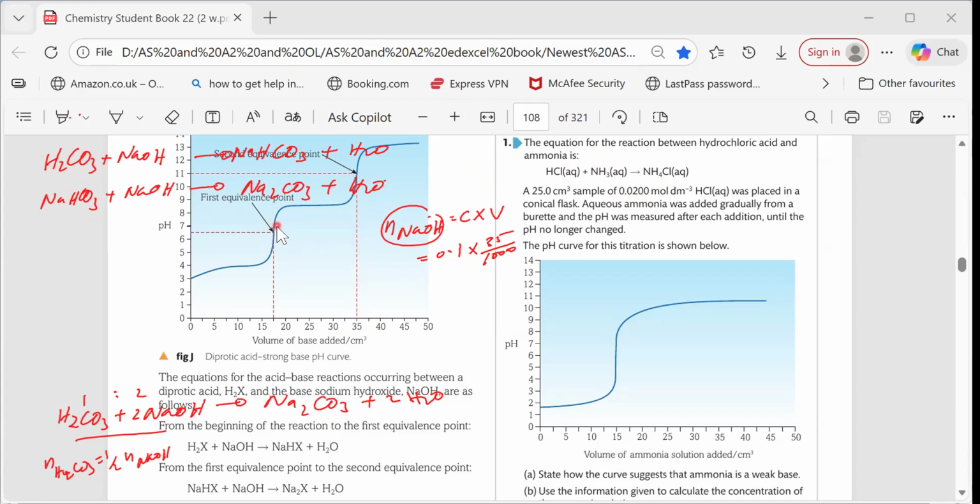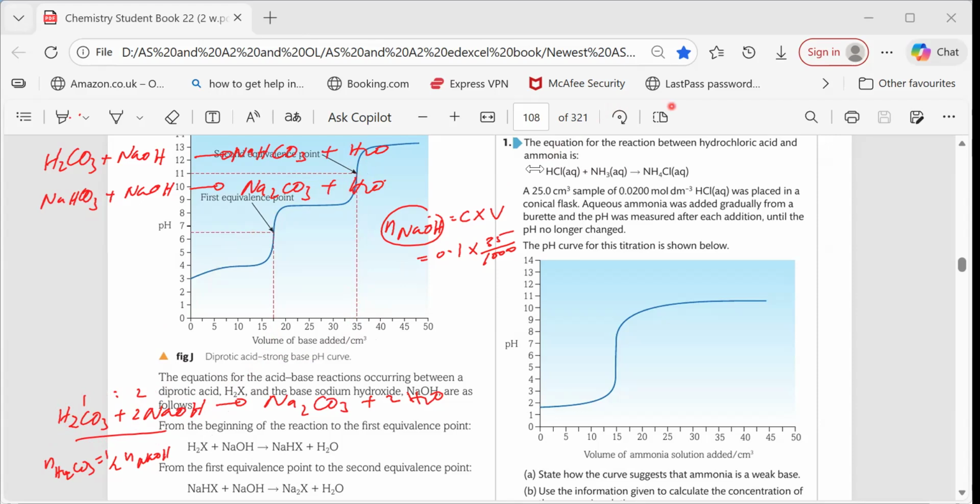If you are using an indicator that lies in this region, you have to use the volume that is here. But if you use this volume, it's going to be multiplied by 2 to calculate the total number of moles of sodium hydroxide that completely neutralizes the carbonic acid. But if you used an indicator that is present here, then it will give you directly the equivalence point, which is used to completely react with the carbonic acid. So you are going to use the 35 without multiplying by 2.